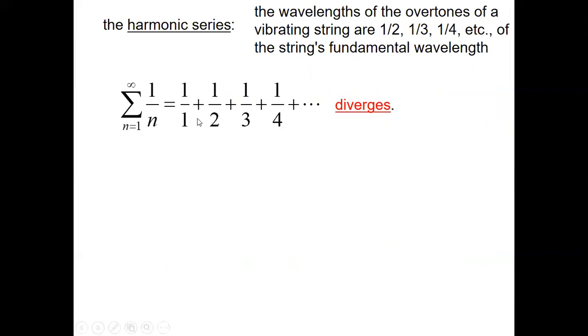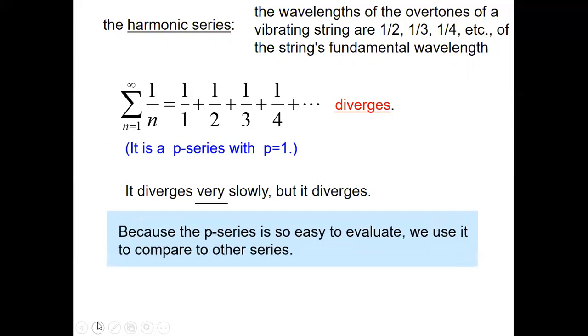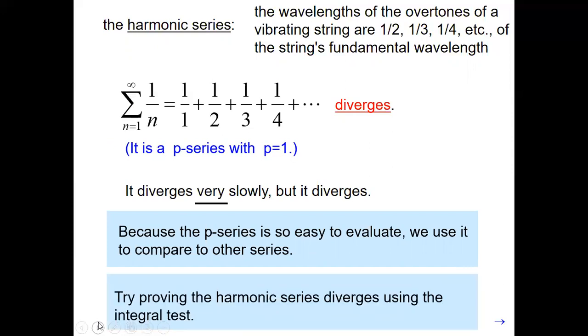Now, however, if this was alternating, we're going to wind up seeing that the alternating harmonic does converge. We saw that maybe in the last video as well. So yeah, this is my harmonic series. So again, we're going to use it to compare with a lot of other series. Okay, and again, you could prove this also because it's very easy to anti-differentiate 1 over n. So you could use the integral test to prove that this also diverges.